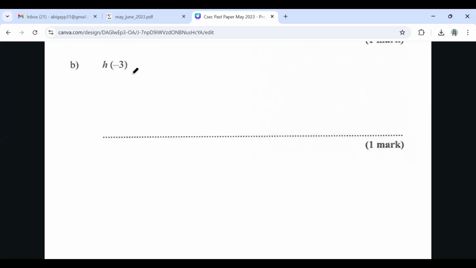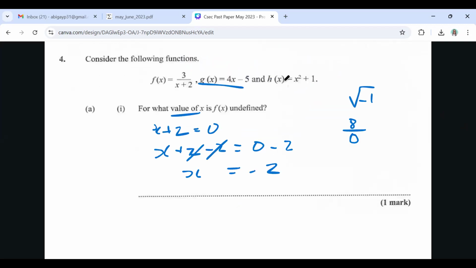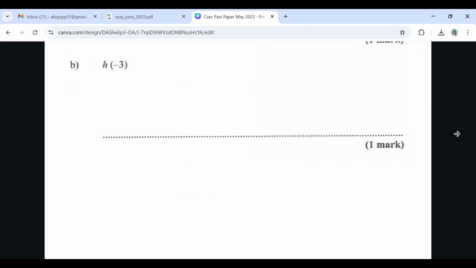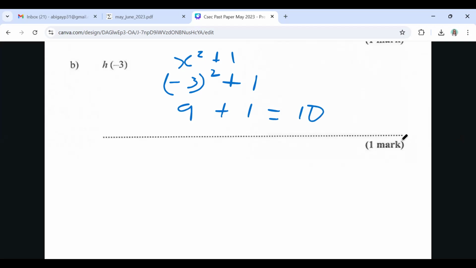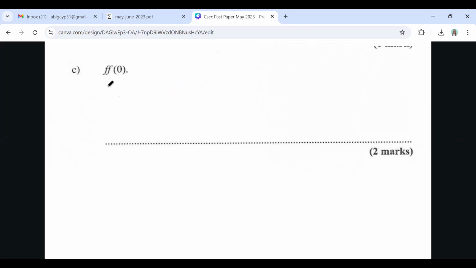All right, h of -3. Going back around, looking for h, x squared plus 1. Wherever x is, we put -3. So -3 squared plus 1. That is 9 plus 1, which gives us 10. That's our answer there. Easy peasy, lemon squeezy.